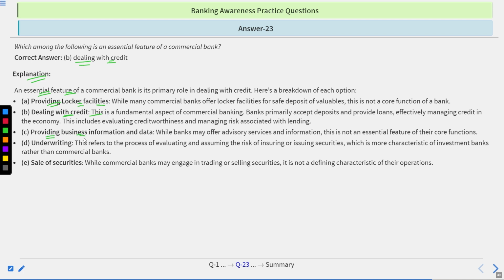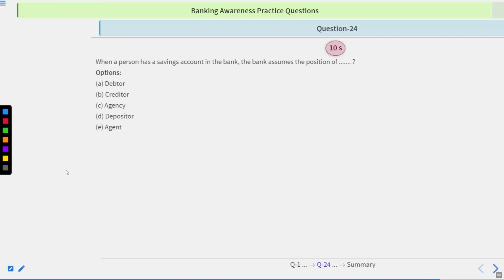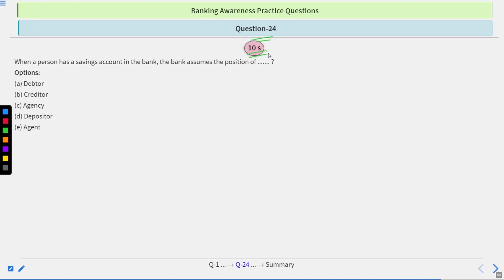Providing business information data: banks may offer advisory services and information, but this is not an essential feature of their core function. Underwriting refers to the process of evaluating and assuming the risk of issuing or insuring securities. It is more characteristic of investment banks rather than commercial banks. Sale of securities: while commercial banks may engage in trading or selling securities, it is not a defining characteristic of their operation.